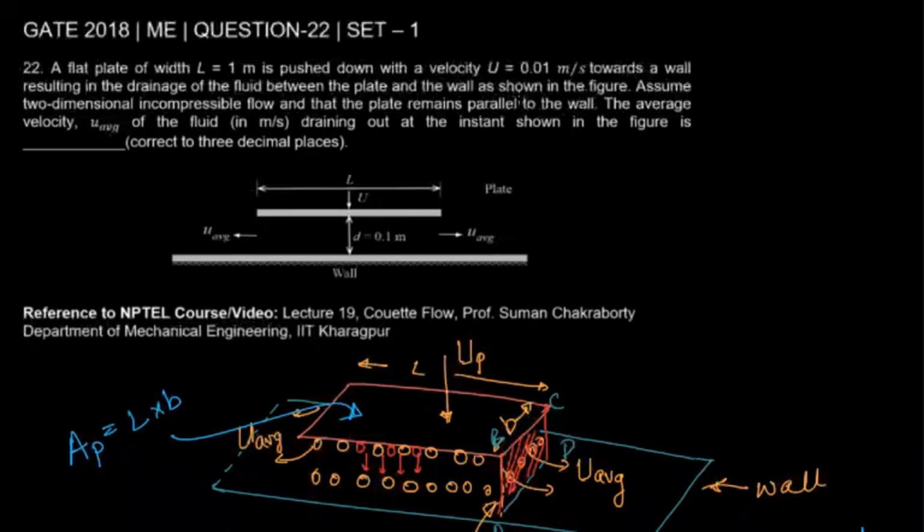Now let's go back to the problem and match with the given options. This is a fill in the blank type question, so let's fill in the blank. The average velocity of the fluid in meter per second draining out at the instant shown in the figure, that means this velocity U average, how much have we calculated? 0.05 meter per second. It's written correct to 3 decimal places, so we can write here 0.050.